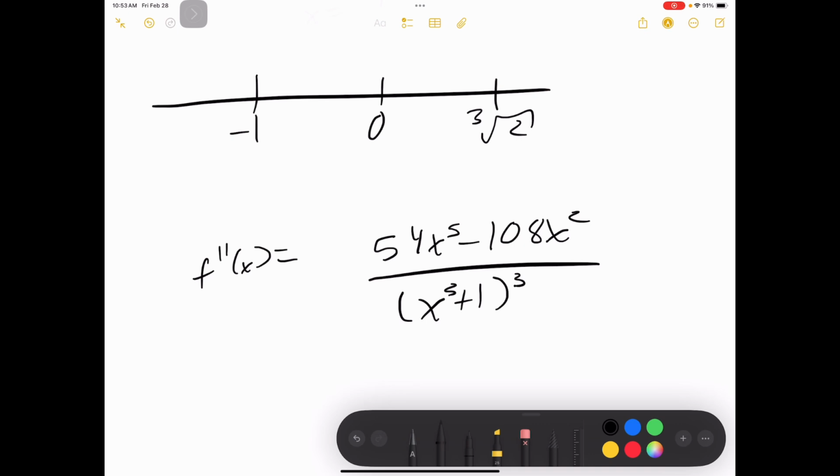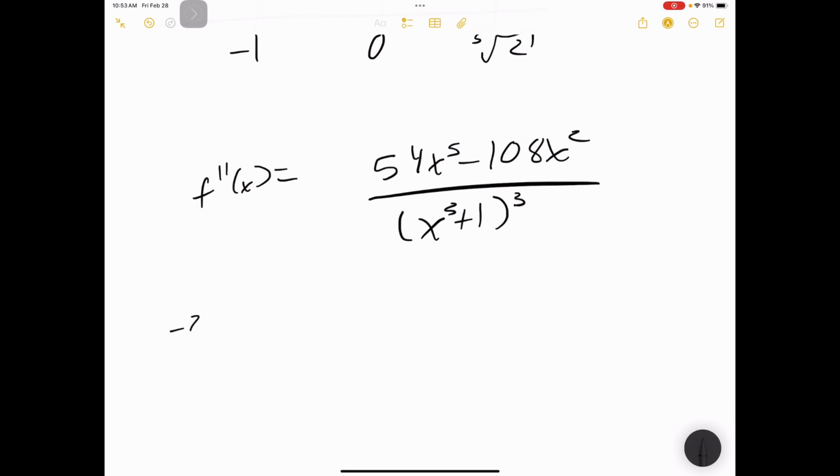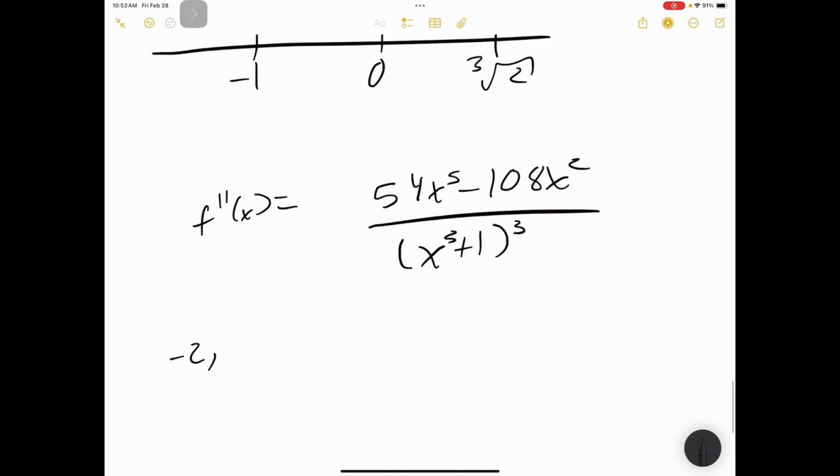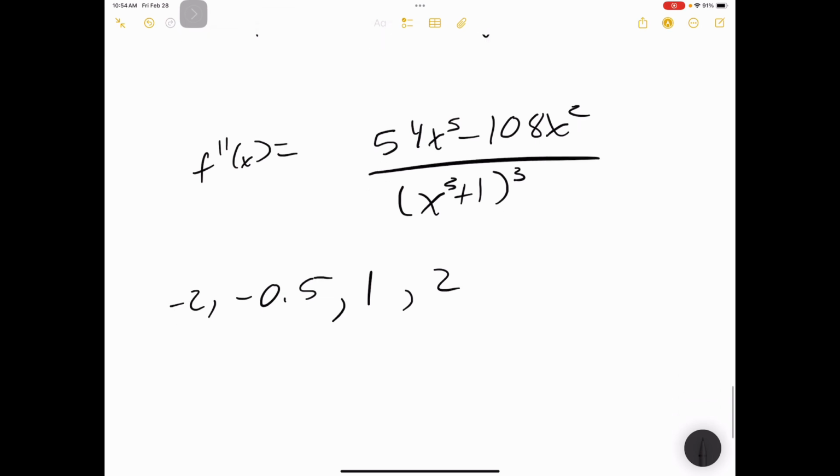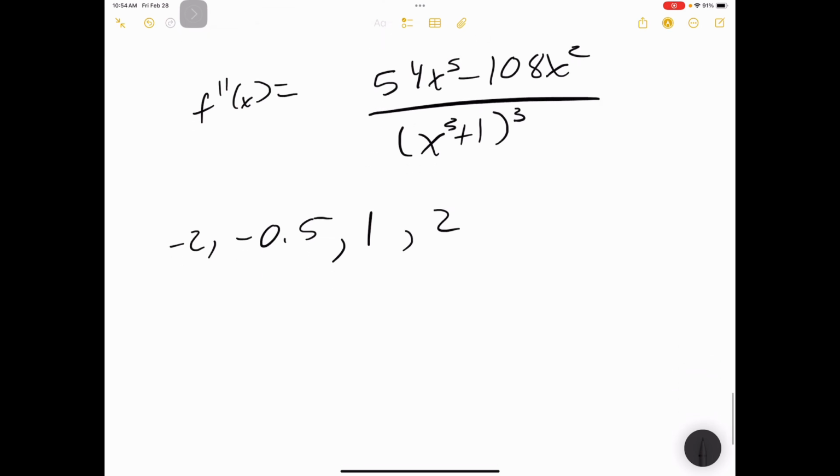So we need a point to the left of negative 1. So we can say negative 2. We need a point between negative 1 and 0. So let's say negative 0.5, right in the middle. Then we need a point between 0 and the cube root of 2. Well, the cube root of 2 is definitely bigger than 1, so we can use 1 again. And then we need a point bigger than the cube root of 2. We can use 2.